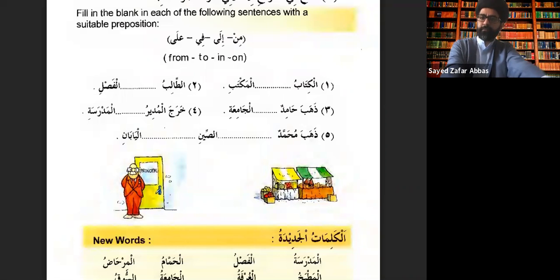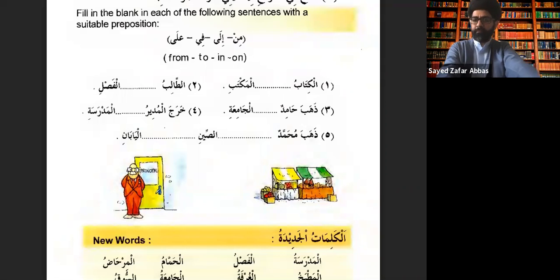ذهب حامد إلى الجامعة. So Hamid went to the university. Okay. خرج مدير, something, المدرسة. So the principal left something, المدرسة, the school. Any ideas? From. أحسنتي. So خرج المدير من المدرسة. So the principal left from the school.